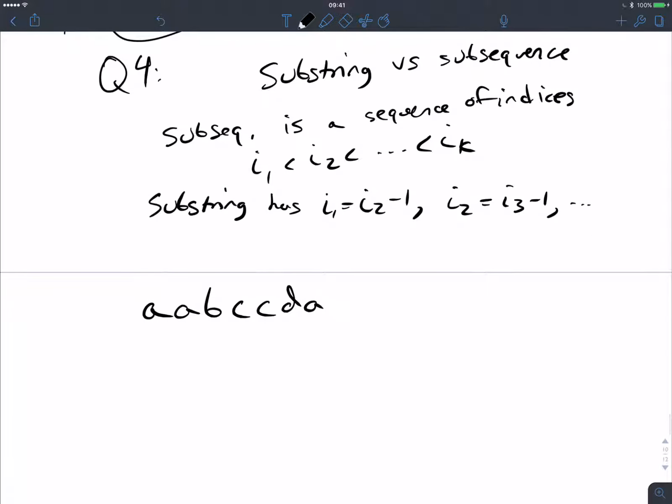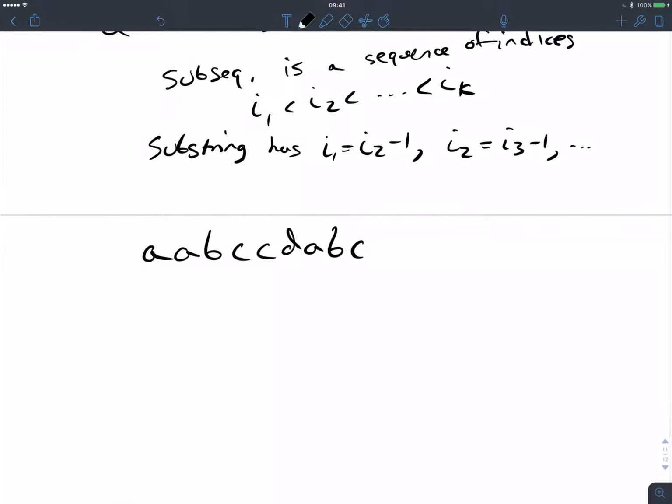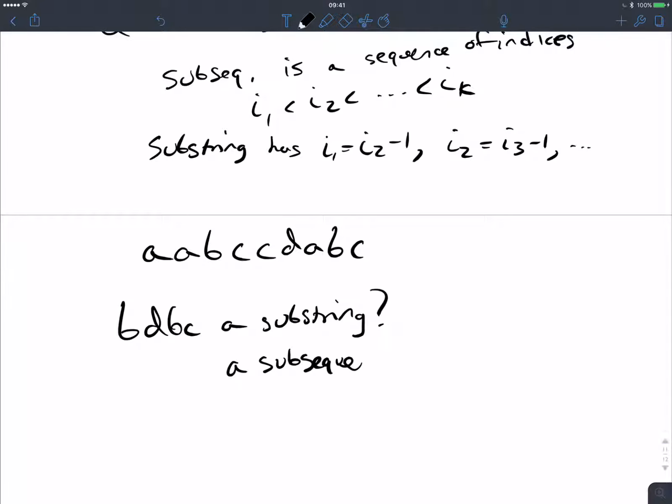All right. Q4. So let's consider this string. Is BDBC a substring? No, because each of those elements is not adjacent. But is it a subsequence? Yes, because each of the elements in BDBC is in order in the original string. So this is no and this is yes. So there are a lot more subsequences than substrings.